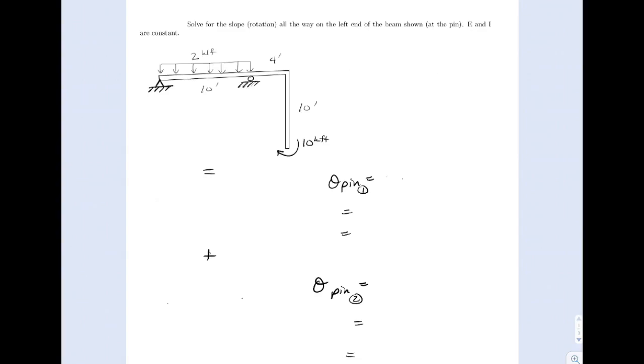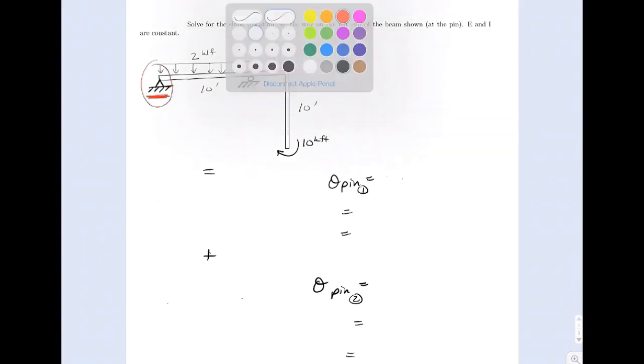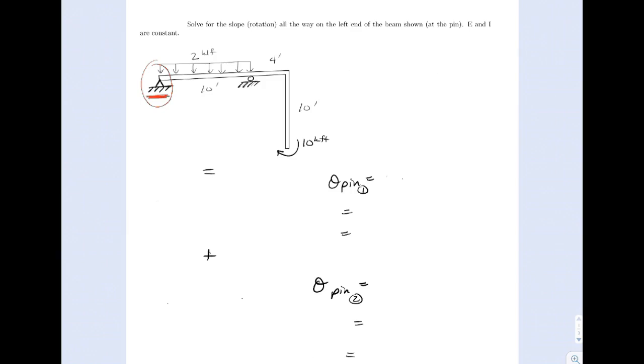So we'll solve for the slope or the rotation at the left end of the beam, all the way over here at the pin. E and I are going to be constant. We obviously have an L-shaped, sort of funny shaped beam here, and this is the location that we're interested in solving for something. Let's look at how we would use superposition to solve this.